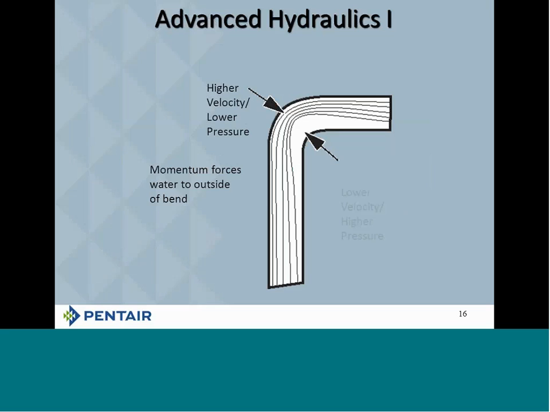However, if you look at that area on the inside of the elbow, because there is less water moving through it, we're going to wind up with a lower velocity, which means, of course, we're going to have a higher pressure. And that's what happens when water is forced to change direction by using an elbow. All right? Because the water wants to go straight, we actually make the area that the water is moving through smaller. Because that area is smaller, you wind up with higher velocity and lower pressure.